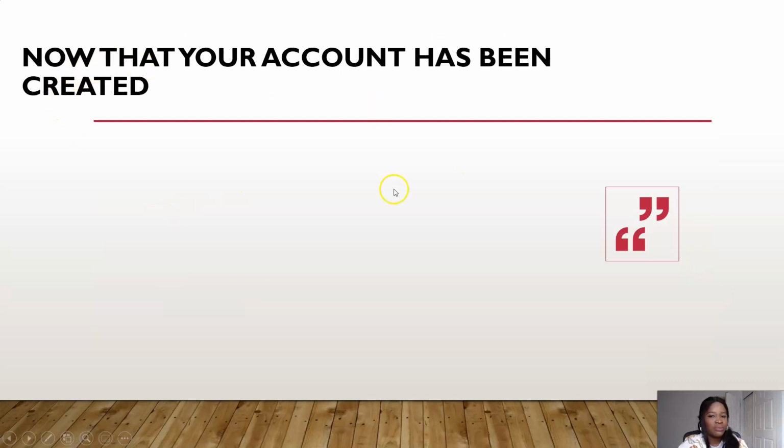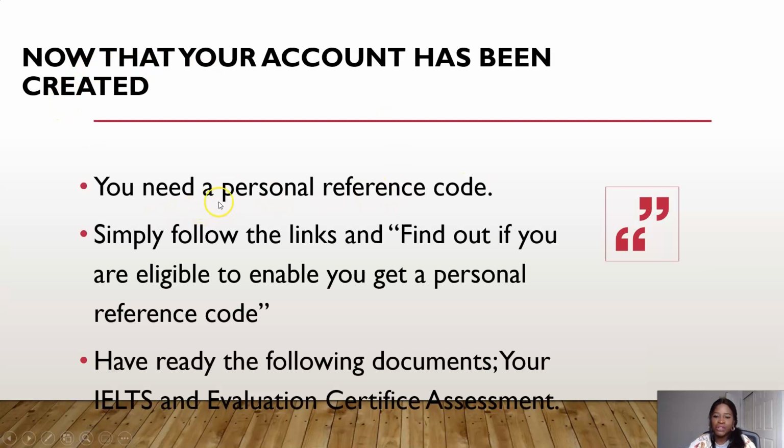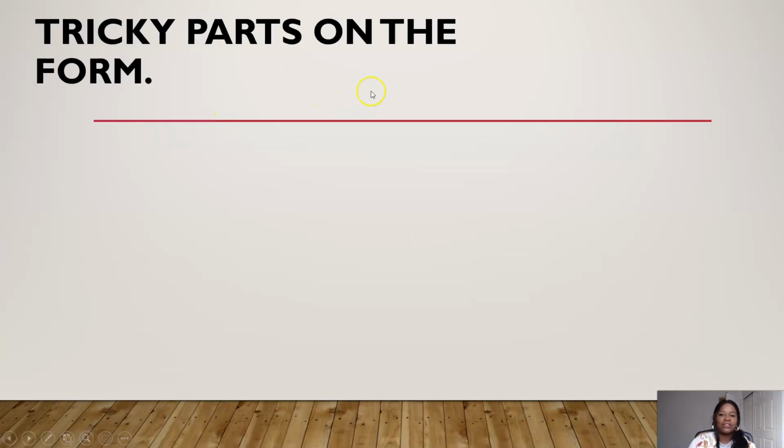Now that your account has been created, you need a personal reference code. When you log in, they're going to ask you for your personal reference code. Simply follow the links and find out if you are eligible to get a personal reference code. Have ready the following documents: your IELTS and your Educational Credential Assessment certificate. Your IELTS is one of the tricky parts on the form.